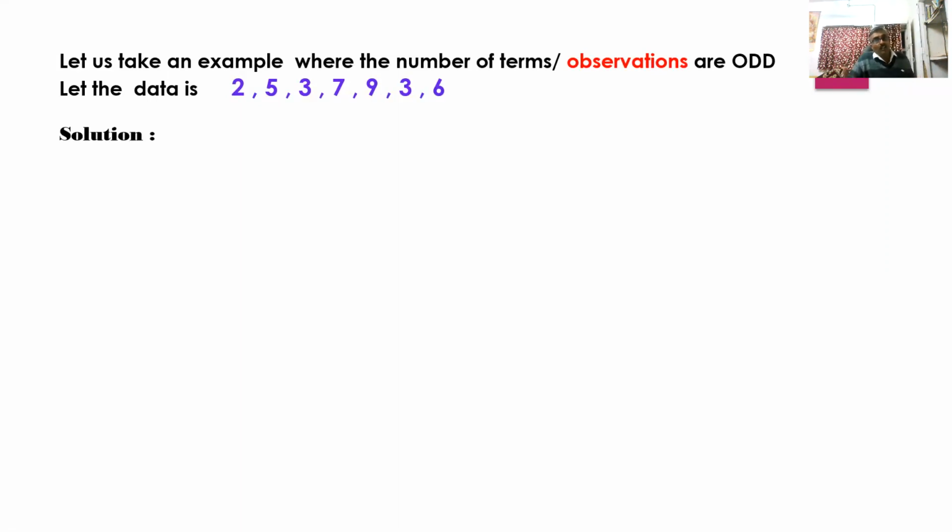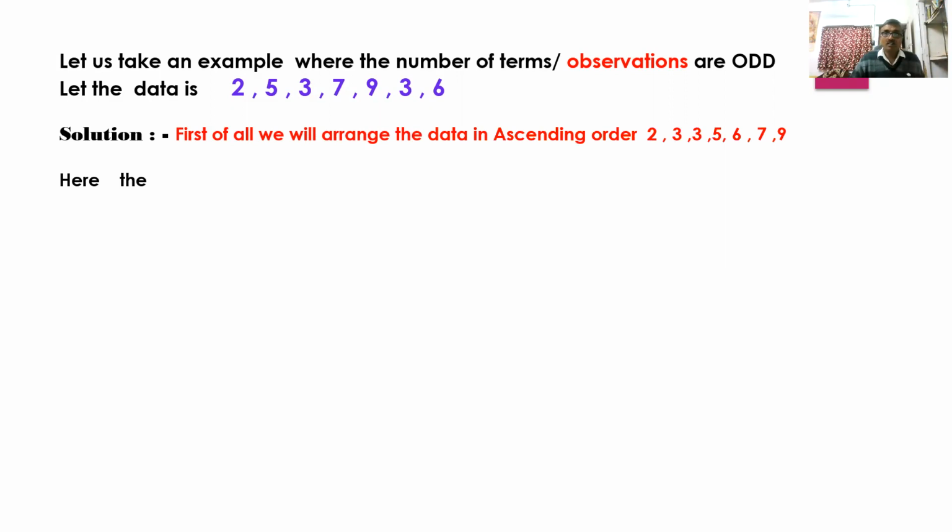First of all, we will write down all the observations in ascending order. That is 2, 3, then 3. After 3 there is a 5. After 5 there is a 6, and then 7, and last 9. Now number of terms are 7. That means they are odd.